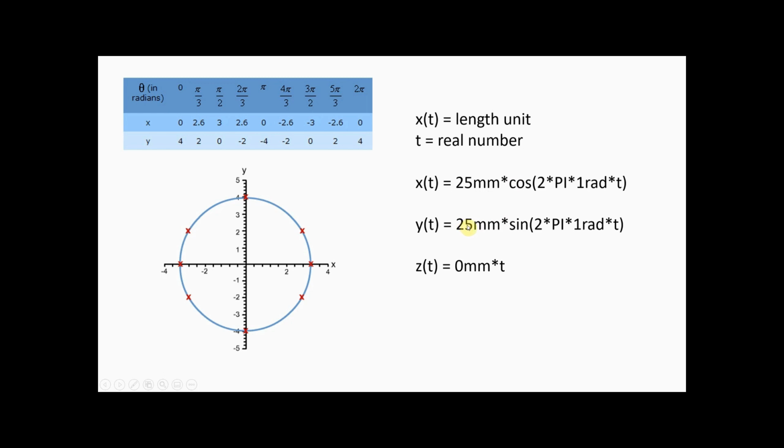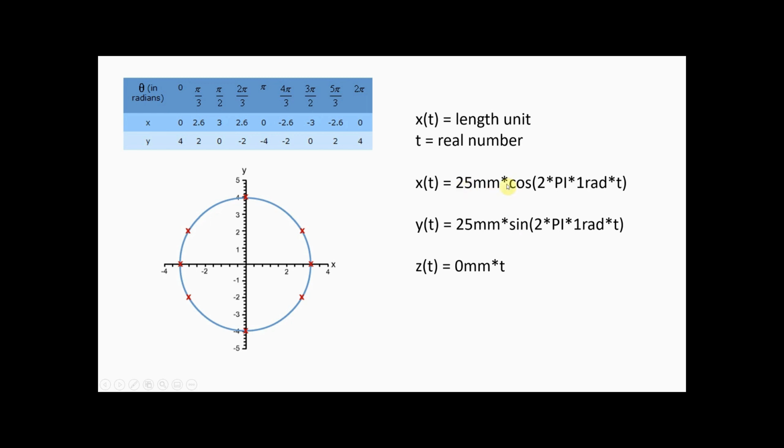The y equation's very similar, except this one is sine. And so again, radius times the sine. So these sine and cosine functions spit out a real number. So cosine will spit out a real number. In this case, it's going to generate a 1. Sine here is going to generate a 0.